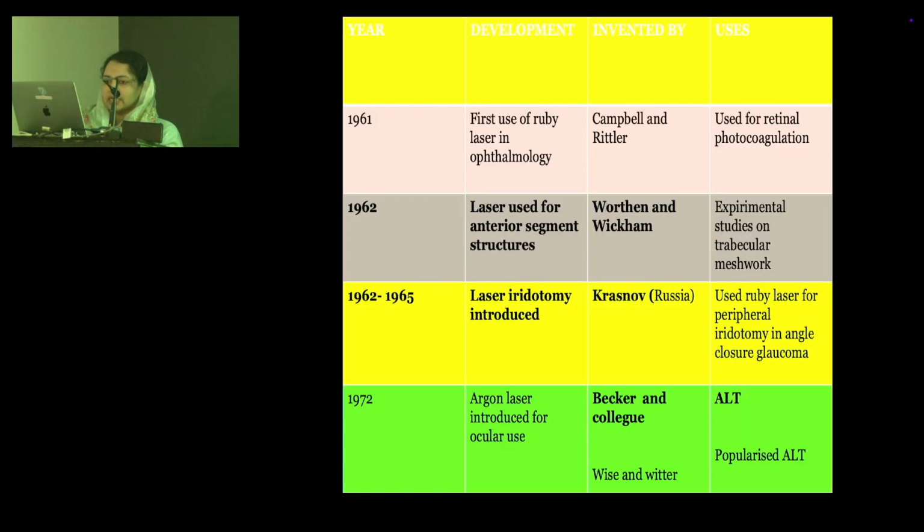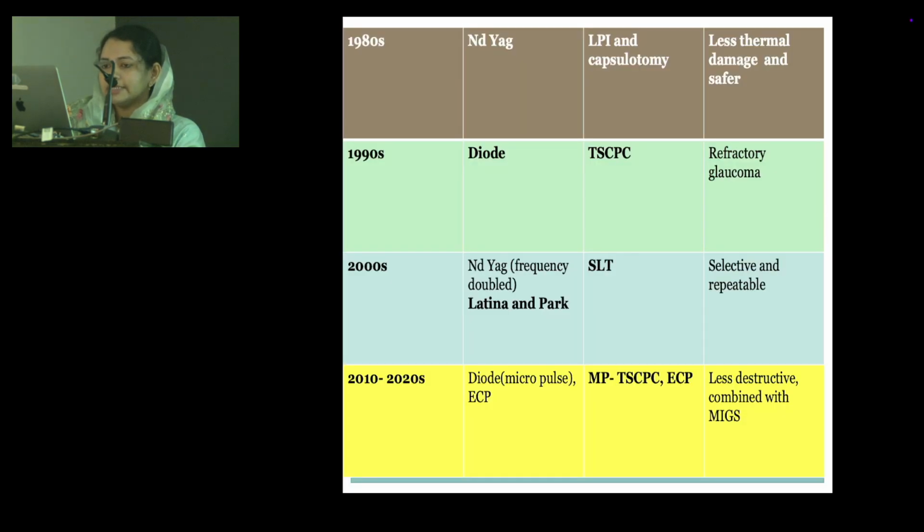The laser journey started in 1961 with Campbell and Rider. They used it for retinal photocoagulation, and in 1962, laser was used by Worthen and Wickham for the trabecular meshwork. Also in 1962, Krasnov introduced the laser iridotomy. In 1972, Becker and colleagues introduced the ALT, argon laser trabeculoplasty. In the 1990s, diode was introduced for refractory glaucoma. In 2000, Latina and Park introduced the SLT, and in 2010, micropulse diode laser was introduced.